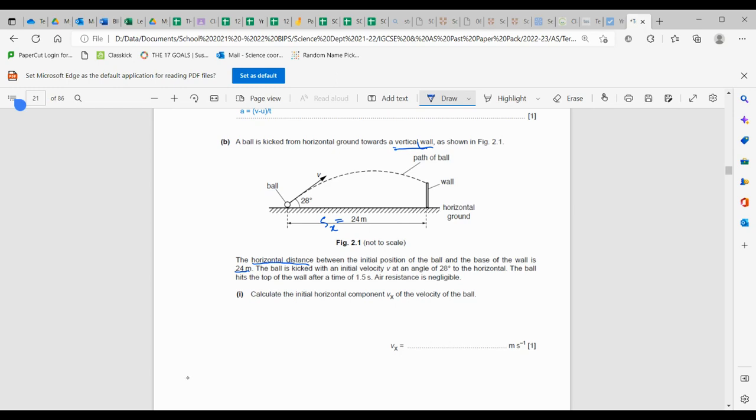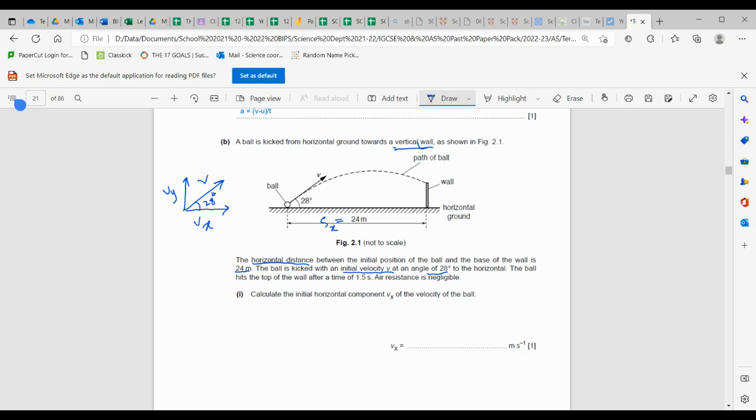The ball is kicked with an initial velocity v at an angle of 28 degrees. Now look carefully at v. V has been drawn at an angle of 28 degrees from the horizontal, which means v is neither the horizontal nor the vertical velocity. V in fact is the resultant velocity at which the ball has been thrown. So if I try to resolve v into its vertical and horizontal components, this is how the situation will look like.